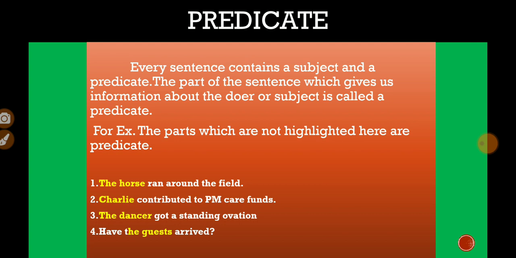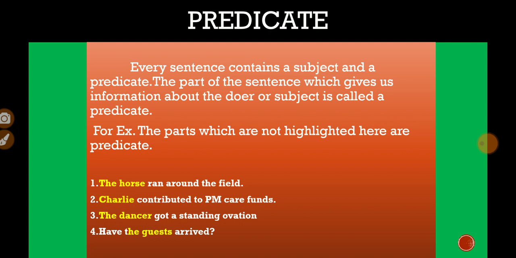I have repeated the same example so that you do not get confused. That is why I have repeated the same examples that I used while discussing the subject with you. Now let us see. The horse ran around the field. By asking a who question, we can easily separate out the subject. Apart from the subject, whatever is left in that particular sentence, the remaining things, forms the predicate. It is very easy.